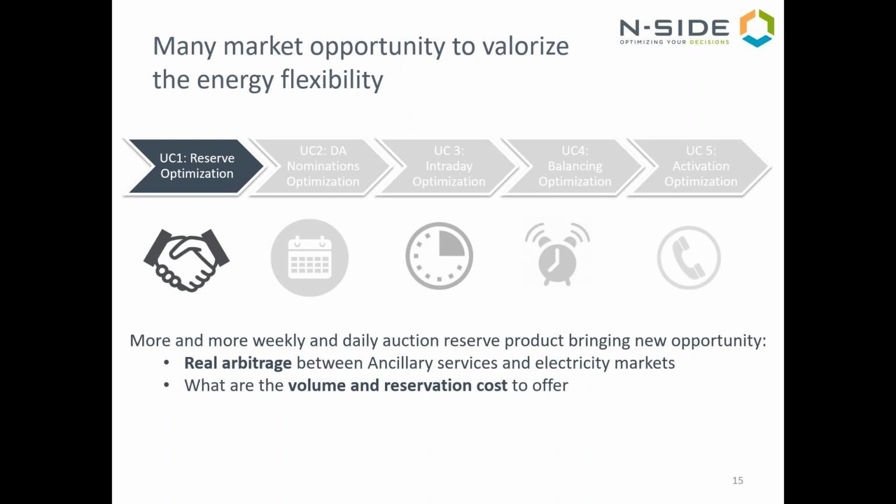So here what we see is a real arbitrage between ancillary services and electricity markets. So basically, you can optimize the volume you will provide on the reserve, but also optimize the reservation cost that you can offer, considering the potential that you could have generated on the electricity market.